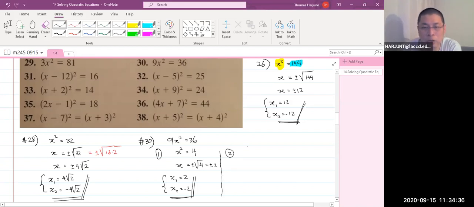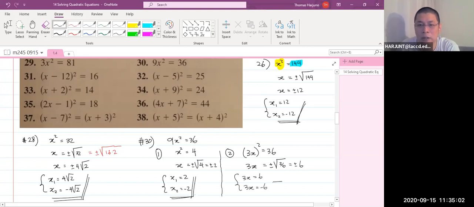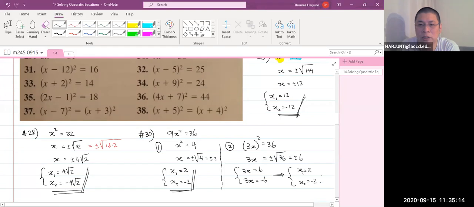You look at that 9x squared as 3x being squared. Then you apply the square root property. So your 3x equals positive 6, 3x equals negative 6. Therefore, x equals 2, x equals negative 2. You still get the same answer.